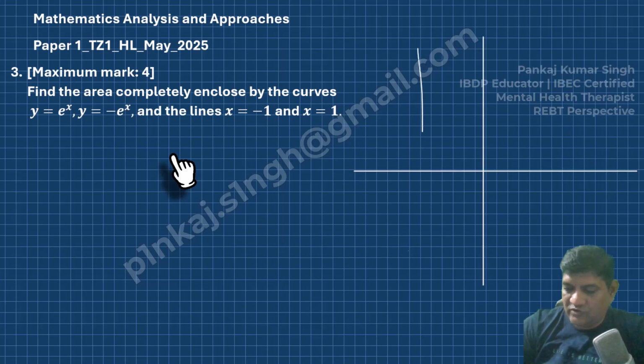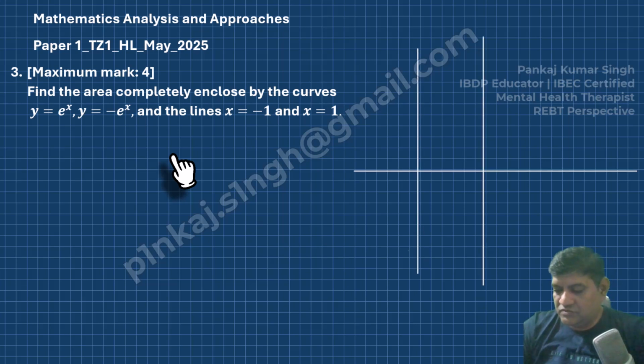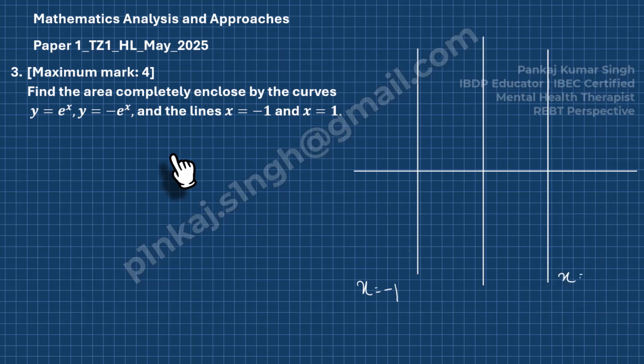A line x is equal to -1 is a line parallel to the y-axis at a distance of -1, and x is equal to 1 is going to be a line parallel to the y-axis, and this is at a distance of 1 unit from the origin. E to the power of x is going to be something like that.